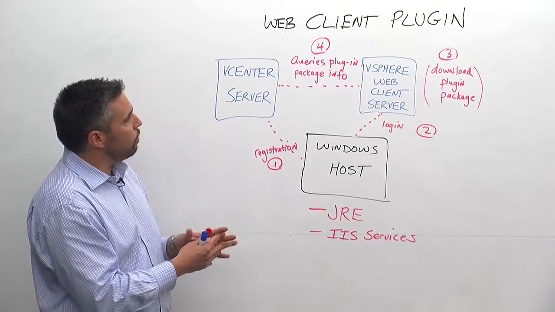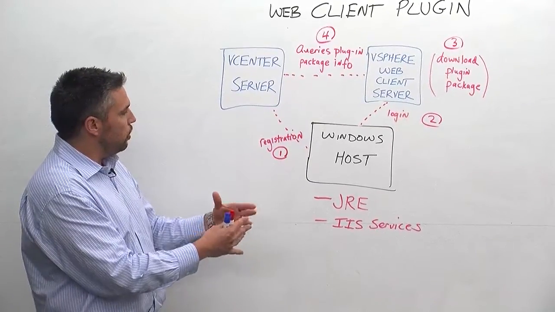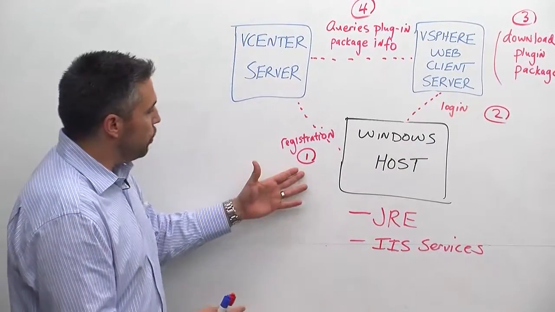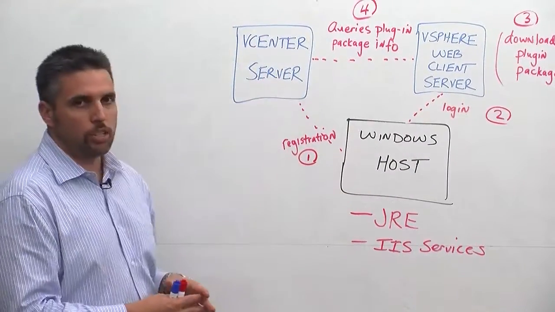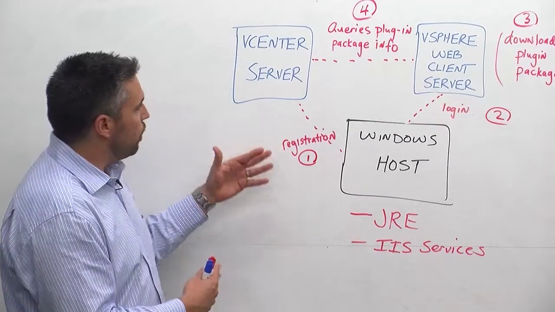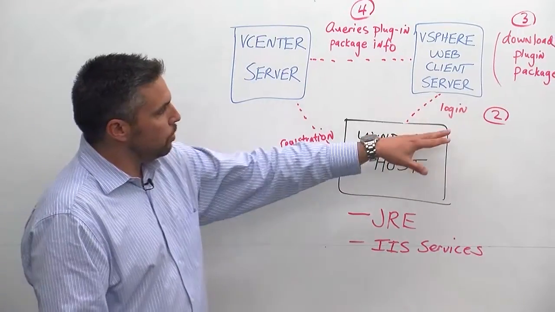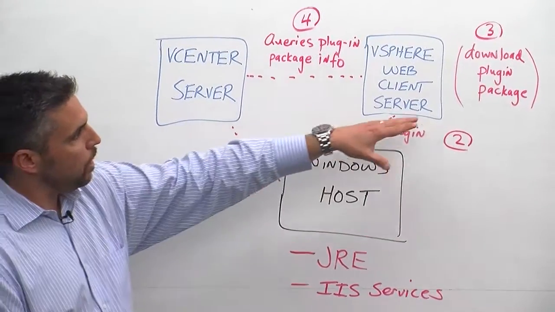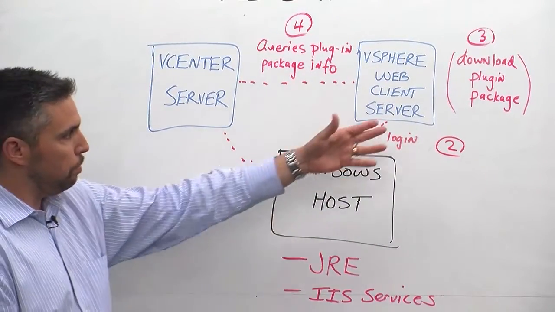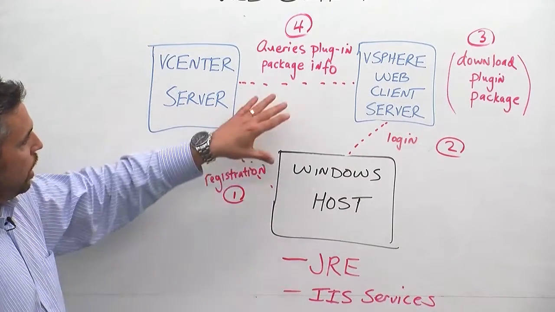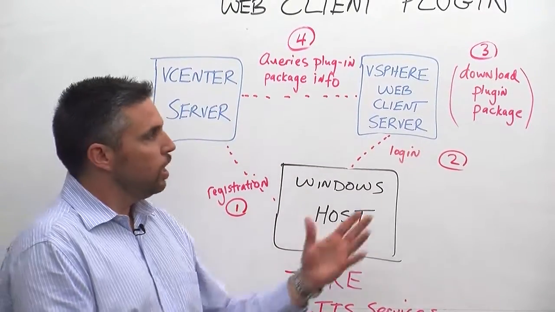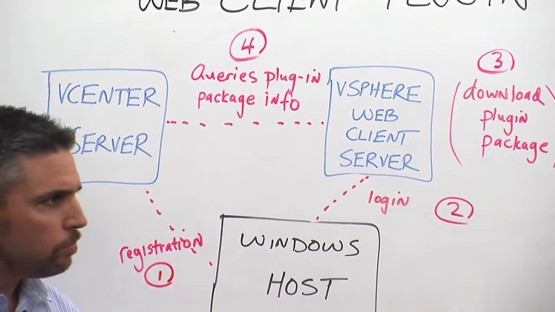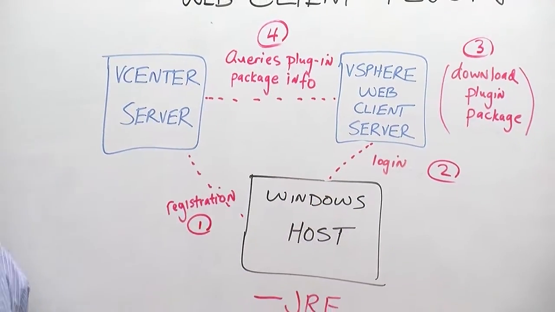To deploy the web client plugin, first you take the package and unzip it, and you go through a registration process. Registration is done from this Windows host to the vCenter server, and you repeat this process if you have multiple vCenter servers. Step number 2 is you actually log in. From the Windows host, you log into the vSphere web client server. Step 3 is you download the plugin package from the Windows host. And step number 4 is the vCenter server will query the web client server for that package info to ensure that it's there.